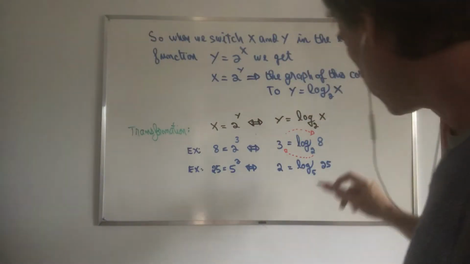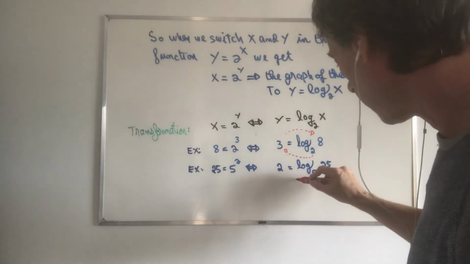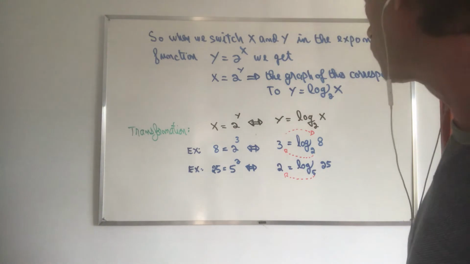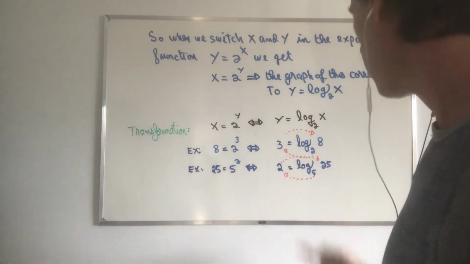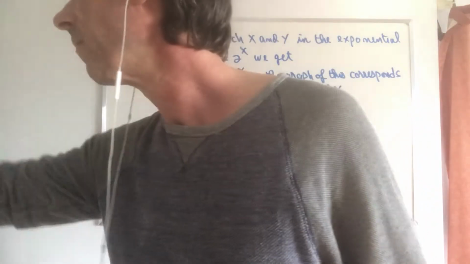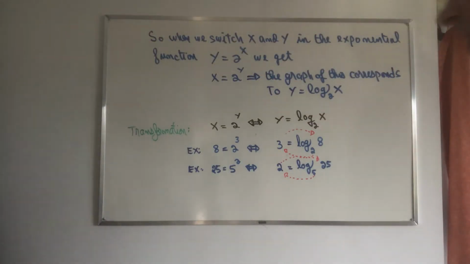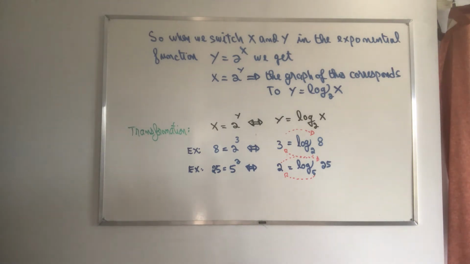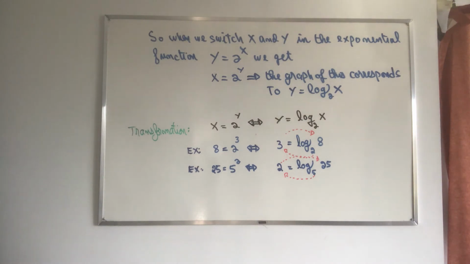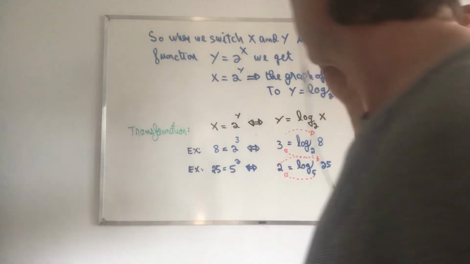And once again, you can verify this by taking the base 5, raising it to the power of 2, and what you're going to get is the answer 25, right? So ballpark, that is what we want to do with the log. Now, this function of ours, this log, has a couple of properties that are interesting.